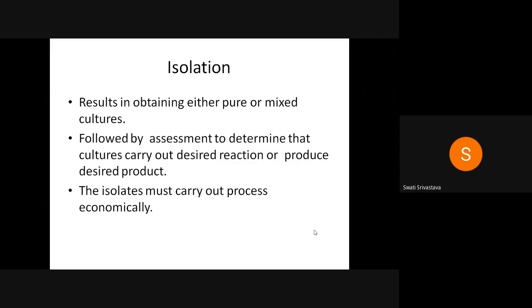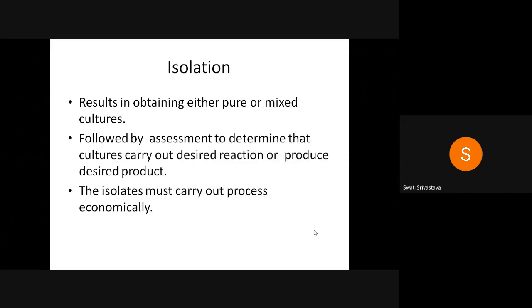But how do we identify those species? How will we get those species that are really beneficial to human beings? Not all of the species are beneficial. So first we need to identify the beneficial species. Now, how will we identify those species? So the first and foremost thing is that we need to isolate them.